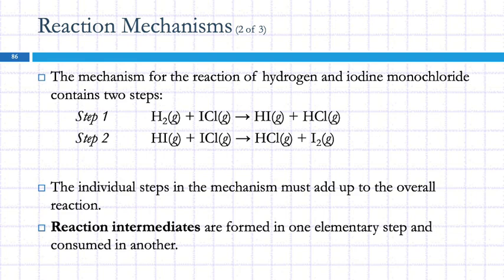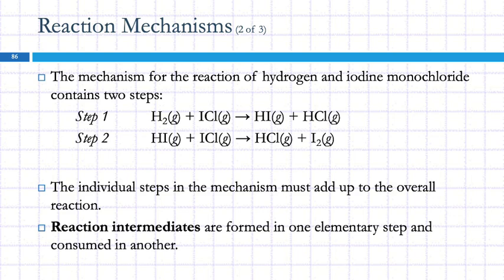So the reaction of hydrogen and iodine monochloride actually contains two steps. In the first step, a hydrogen molecule collides with the ICl, and that forms HI and HCl. Those are not the ultimate products. Then this HI that was formed collides with another ICl to form another HCl and I2. So those individual steps add up to the overall reaction.